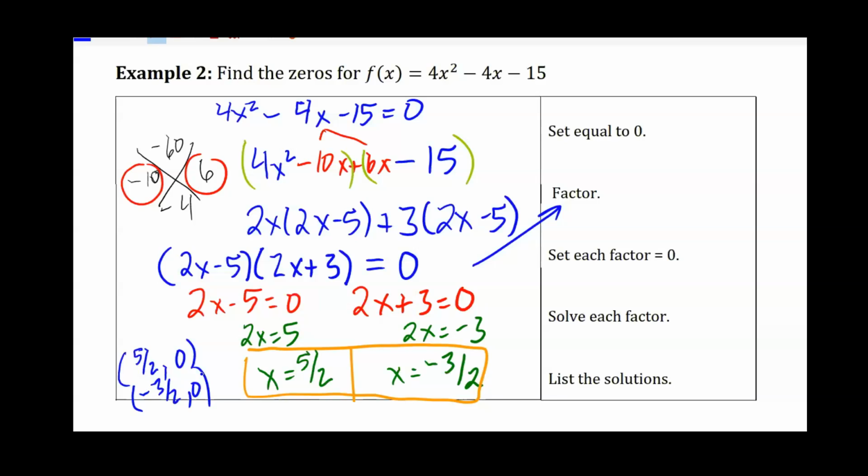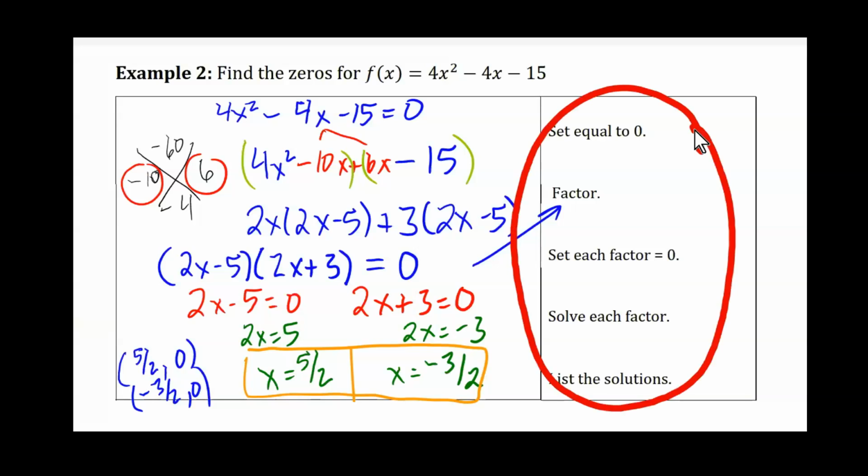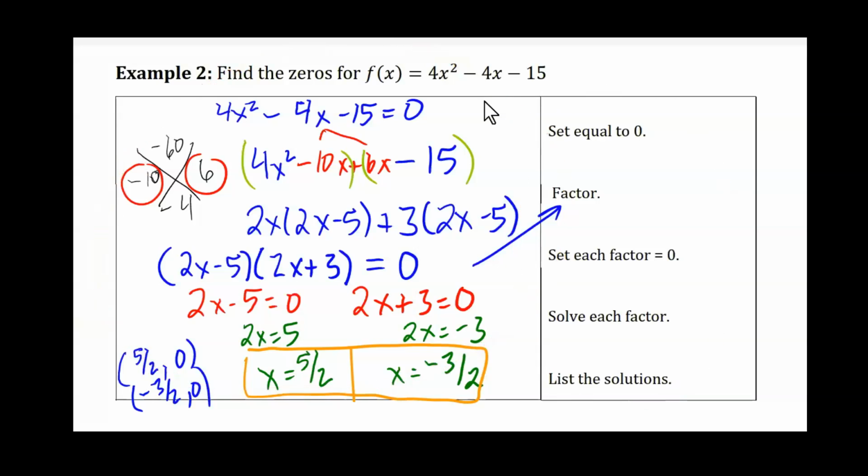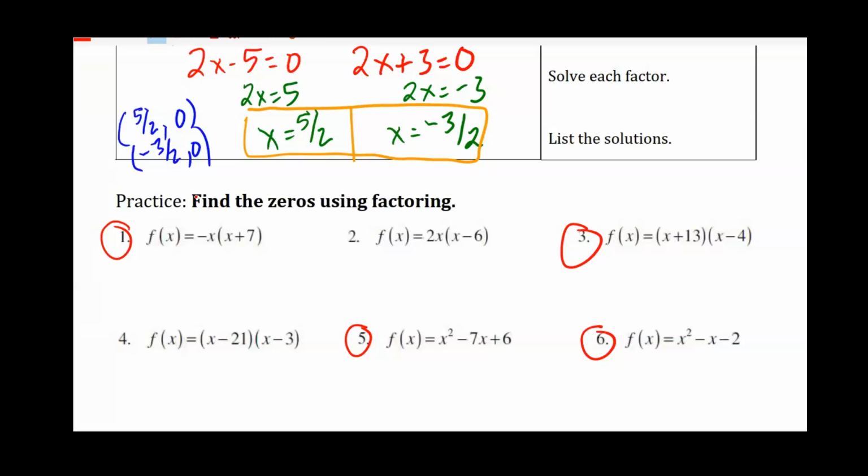If you can factor it, you factor it, set each factor equal to 0, solve the factors, list the solutions. So we did one where we kind of wrote down the steps, and the second one where you have the steps listed, and then this is what we're working on now. Here are your steps listed. Here's the process you need to go through in order to get this one correct. All right. I was saying a couple minutes to work on these, see if you could do them.